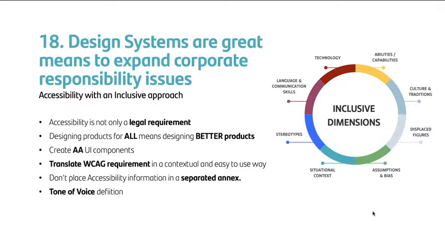You have to also place in the documentation, translate the Web Content Accessibility Guidelines in a contextual and easy way to use. And that's my recommendation, at least. Please do not place the accessibility information in a separated chapter, like saying, okay, I have to fulfill the accessibility documentation, then the last two chapters are going to be about accessibility. Instead of that, why don't you place that accessibility information all across the documentation? In that way, you are also giving the information about how relevant accessibility and inclusivity are for your company.